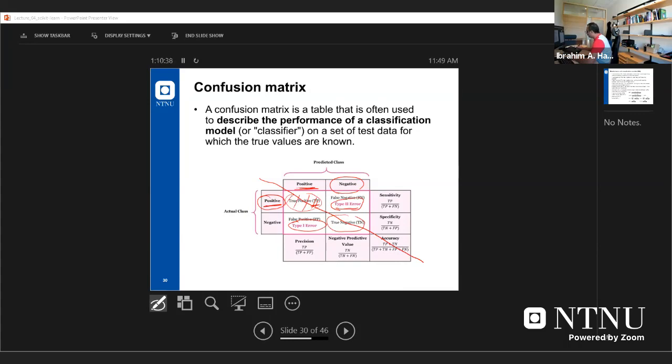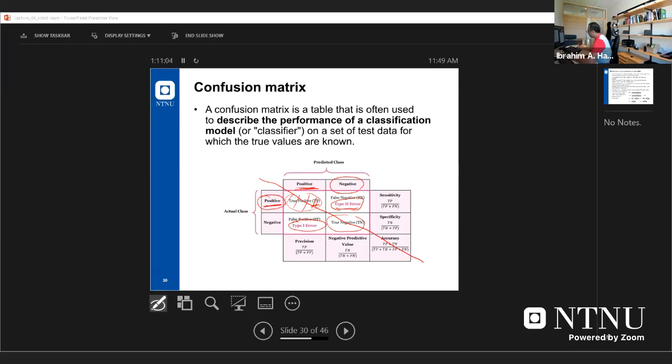False negative, we call it type 2 error. Some of the negative cases will be misclassified as positive cases. And when it's misclassified as positive, we call it false positive, and we call it type 1 error. In medicine, for example, both type 1 and type 2 errors, of course, we need to minimize as much as possible.